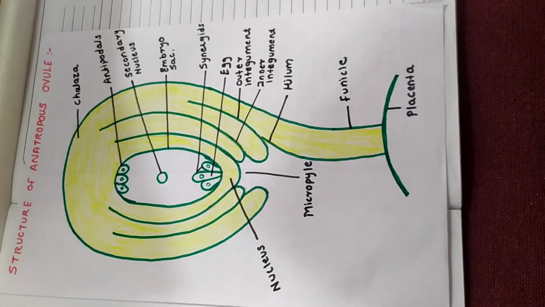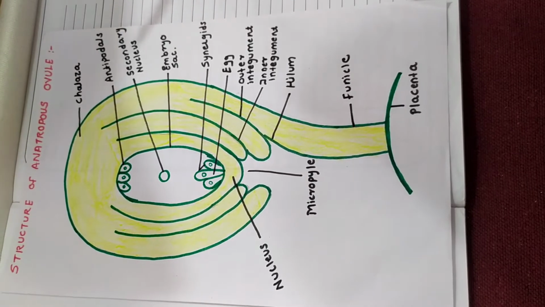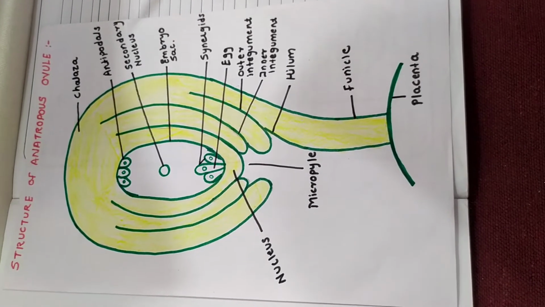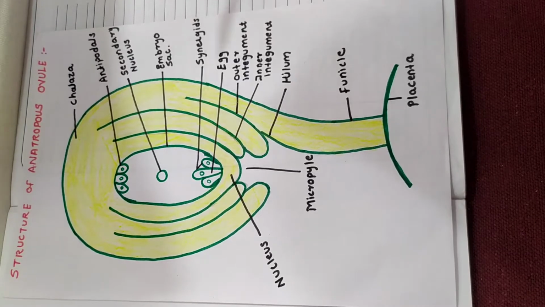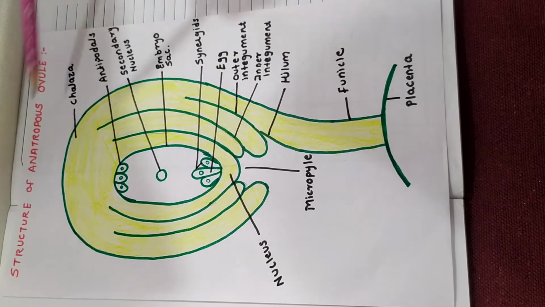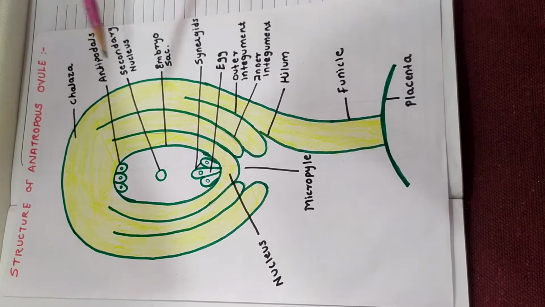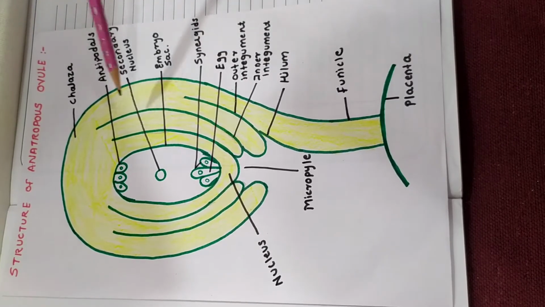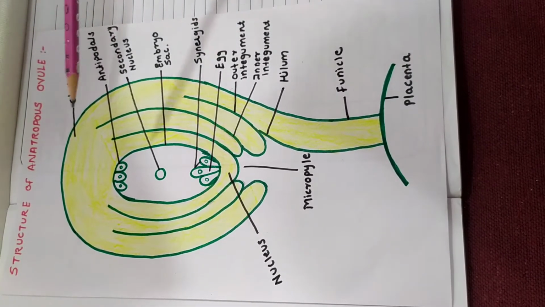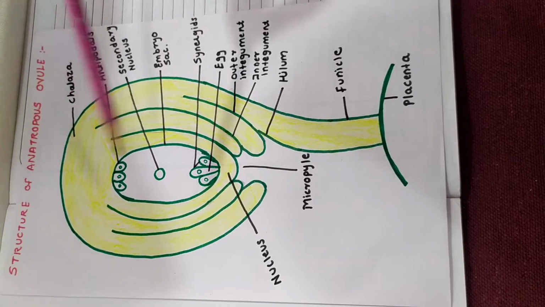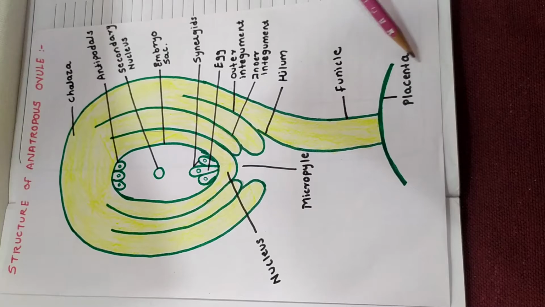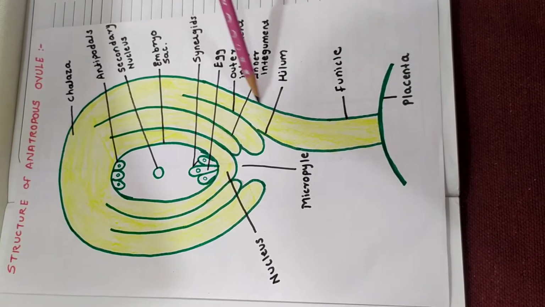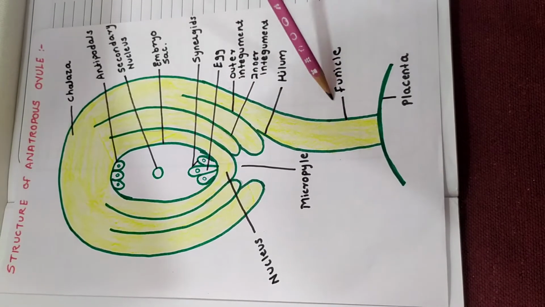Each ovule develops inside the ovary. Where does the ovule develop? Inside the ovary, and it is attached to the placenta by a small stalk called the funiculus. See, each ovule, this is the entire structure of the ovule. Each ovule develops inside the ovary, right? Each ovule is attached to a structure called the placenta by a stalk-like structure called the funicle or funiculus.